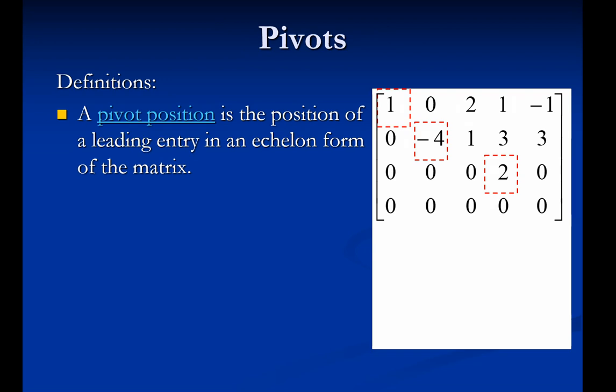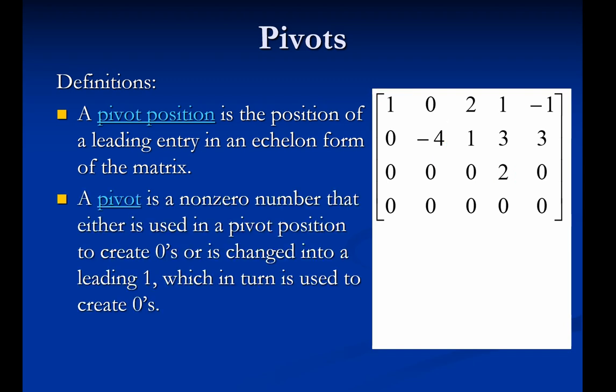So these leading entries, we call them pivots, okay? And in a pivot position, they have this pattern, right? Where the leading entries have to be to the right of the leading entry in the row above it. Okay? So these pivots are non-zero numbers in a pivot position, and we use them to create zeros below or above, and we can also change them into a leading one as needed.